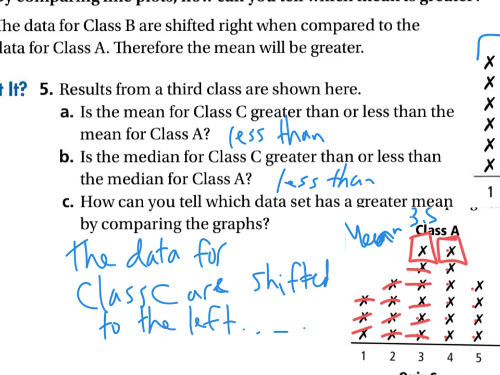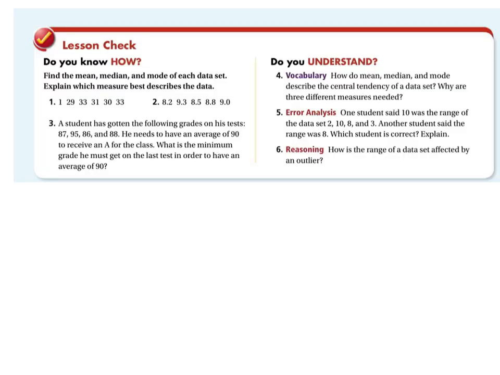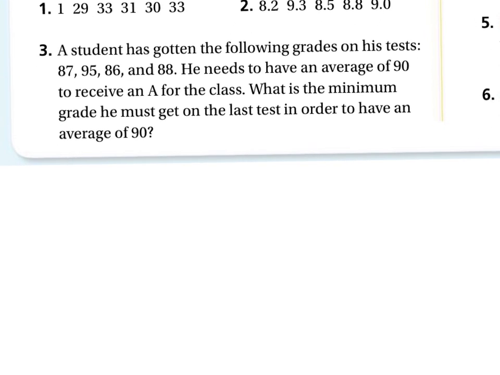I'm not going to write it all out, but that means that class C would have a lower mean, or conversely, you could say class A is shifted further to the right, so it would have the greater mean. We'll look at lesson check number 3 just to get practice with one more of these.